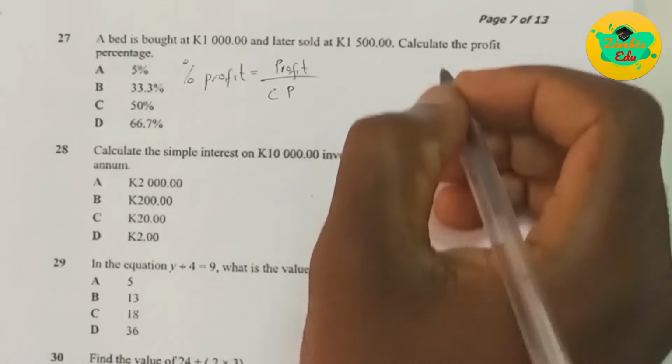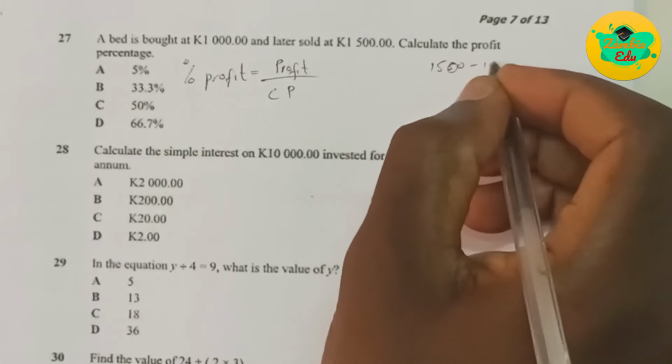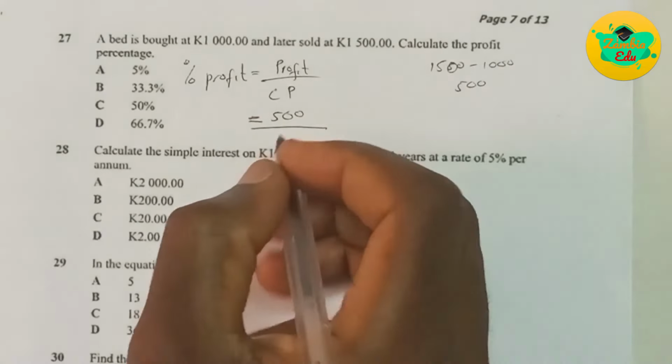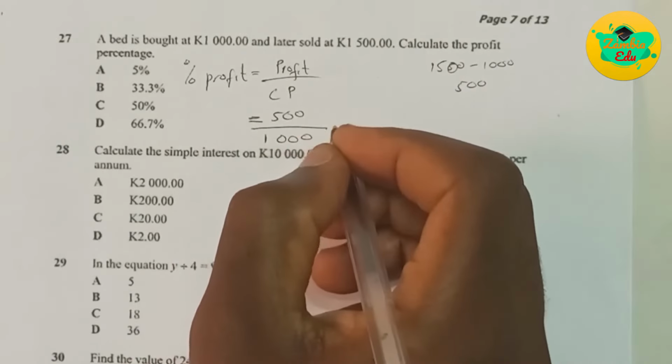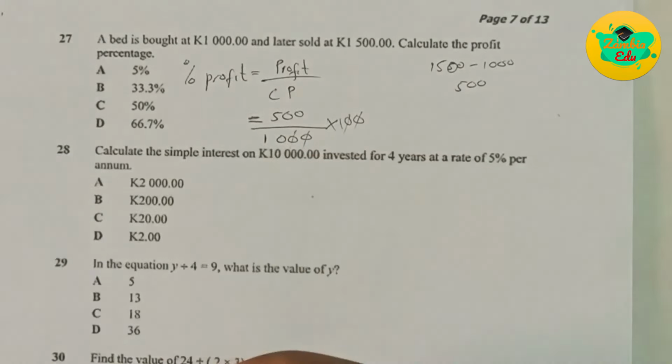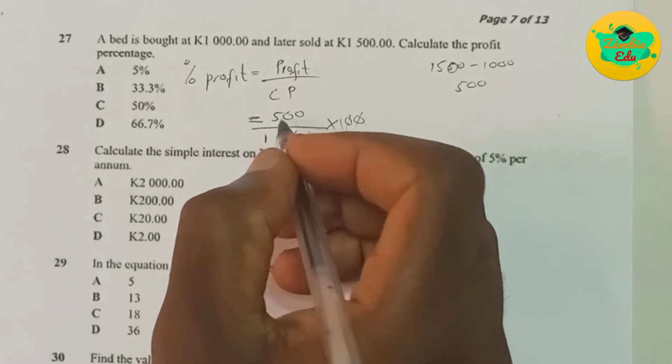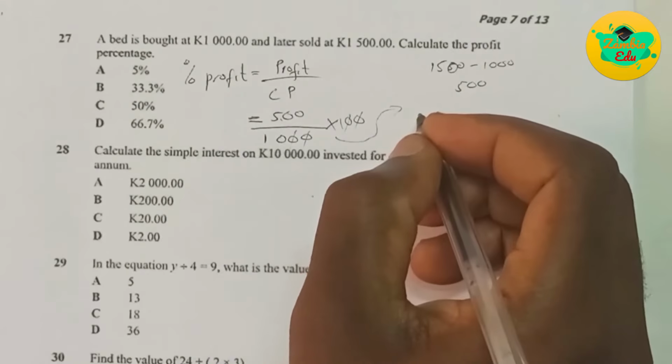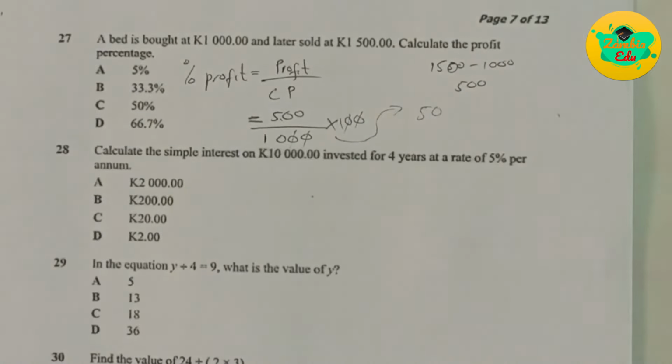The cost of the bed was 1000 kwacha, and it was sold at 1500. So what is the profit? The profit is 1500 minus 1000, which is 500. So our profit is 500 kwacha over the cost price, which was 1000, times 100. The zero there cancels that zero. So 10 into 500 gives us 50%. So 50% becomes our answer. We can simply say our profit percentage for the bed which we had sold was 50%, which was option C.